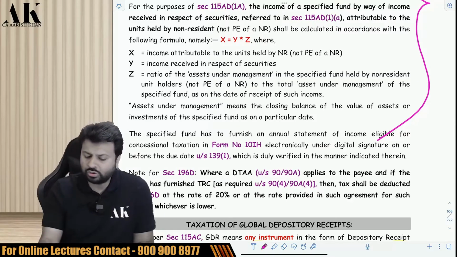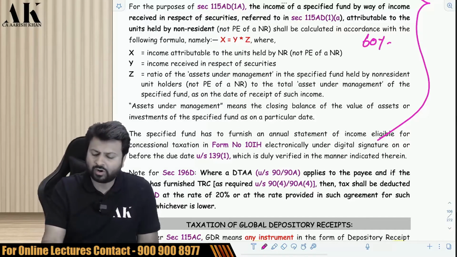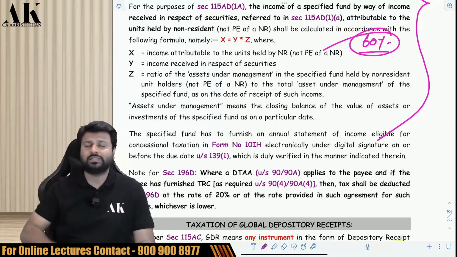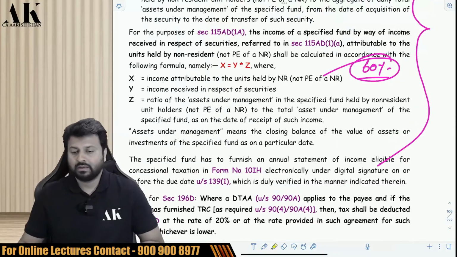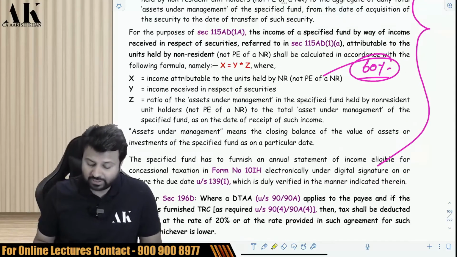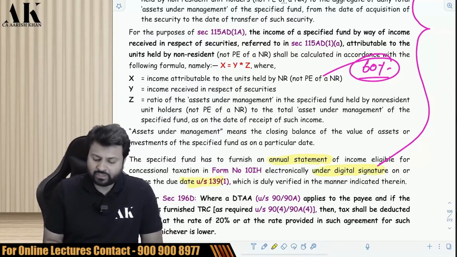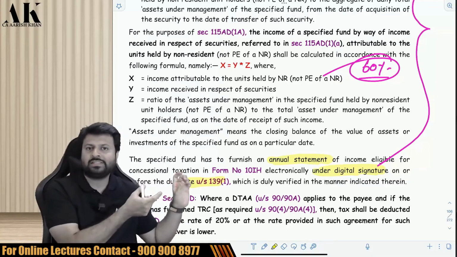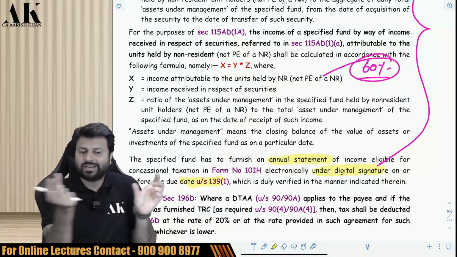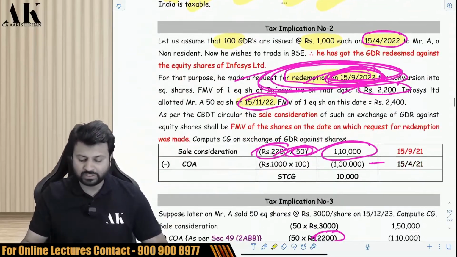So what you are supposed to do? You are supposed to find out the holding of non-resident as compared to the total holding. Suppose if the holding of non-resident is 60% as compared to the total holding, only 60% of the income will be subject to concessional rate. The balance 40% income will be subject to normal rate. And further, you also have to file an annual statement under digital signature on or before the due date of filing of return, which is duly verified, which has to specify how much is non-resident shareholding, how much is resident shareholding, how much will be subject to concession tax rate, how much will be subject to normal tax rate. That exercise has to be done by the assessee. Okay, so this is what this section is all about.